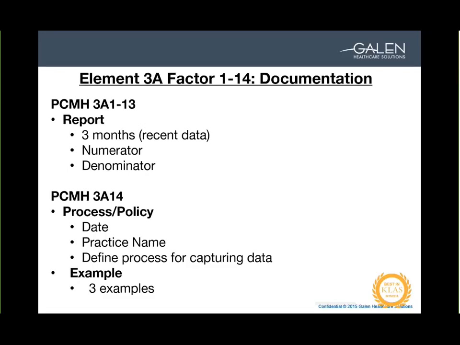So here's where I'm going to emphasize. Again, 3A, number 1 through 13. A minute ago I showed you what we're talking about: ethnicity, language, email, occupation, healthcare proxy information. Has to be reportable data. Has to be 3 months of recent data when you go to actually submit for your survey submission. Has to be in the numerator and denominator.